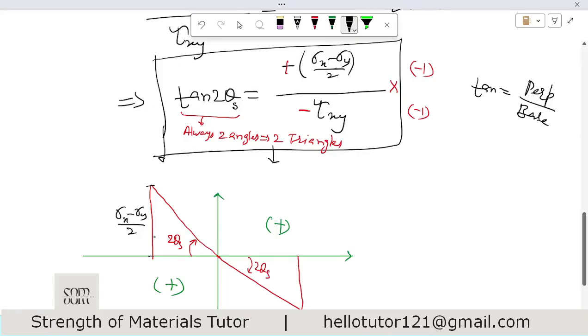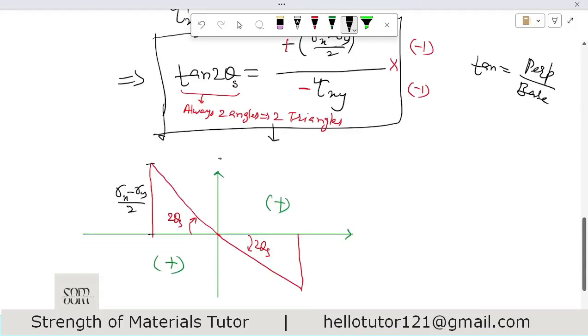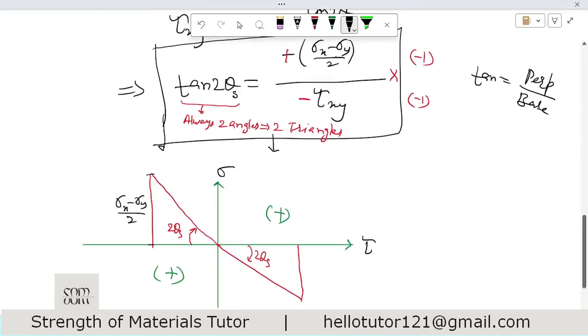So this is the perpendicular, but what side is this? You can see if this is, for example, sigma and this is shear stress. Now you can see this is the positive side, sigma x minus sigma y by 2, but we can also draw the negative, right? So this one is sigma x minus sigma y by 2. Now this one is negative.